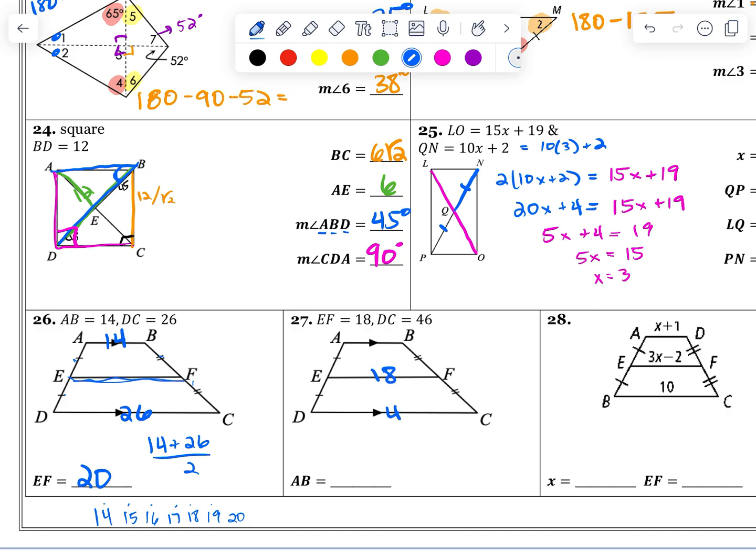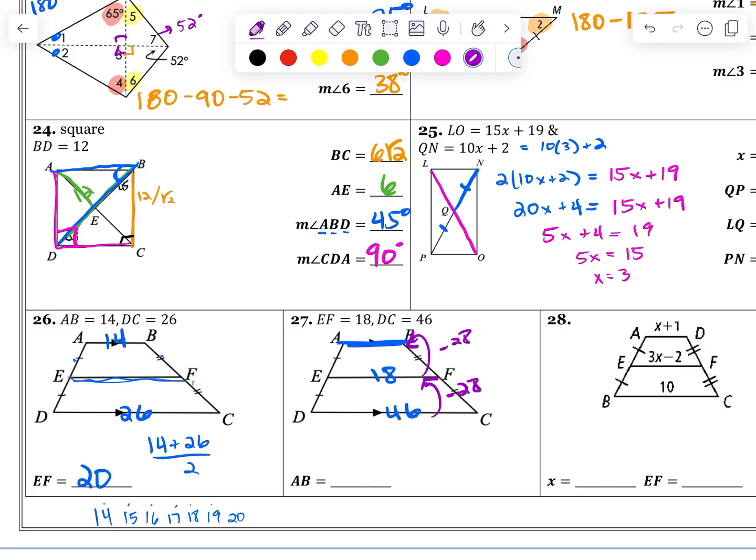DC is 46. All right, so that means this is halfway, or 18 is halfway in between what two numbers? So there's a couple ways to do this. I'm going to show you what I think is easier. How do you go from 46 to 18? Well, that's going to be minus 46, minus 28, right? So let's go minus 28 more. Ooh, that's a hot mess. What have I done?